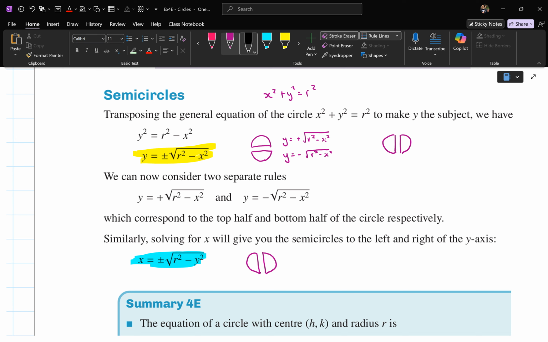This one would be x is equal to, because it's on the positive side.